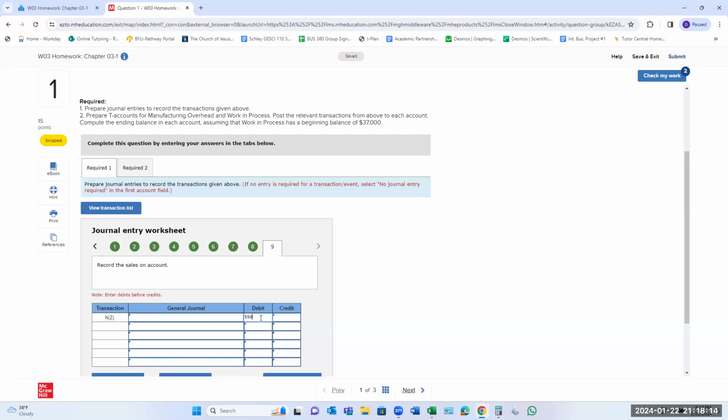Type that down before I forget it. Okay. So if I'm selling things on account, that means somebody owes me money, and so I need a debit to accounts receivable. And then the credit, when I sell something, is sales. So finally, required one, all 9 parts of it are done.